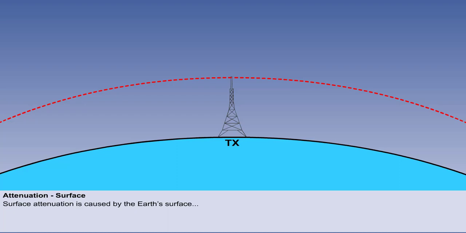Surface attenuation occurs when a wave travels over the Earth's surface. Its strength will be attenuated by contact with the Earth's surface, because the wave induces a voltage in the Earth which takes energy away from the wave as it moves away from the transmitter. To reduce this attenuation, vertically polarized electric fields are used, which merely dip into and out of the Earth's surface, whereas a horizontally polarized field is in constant contact with the surface of the Earth, and the wave is completely attenuated within a short distance.